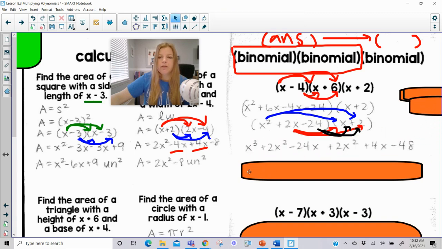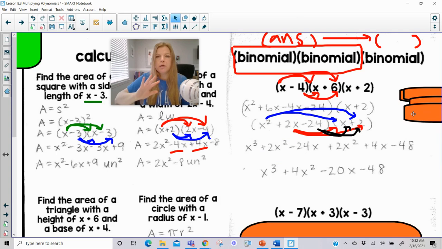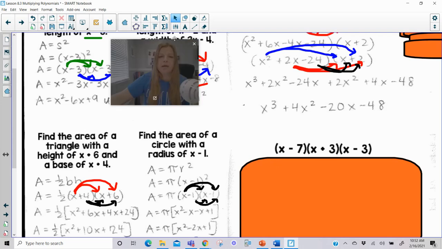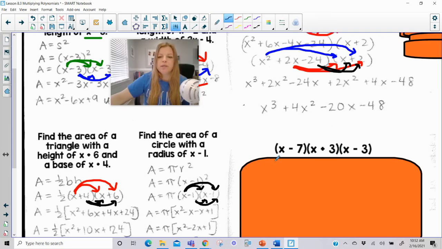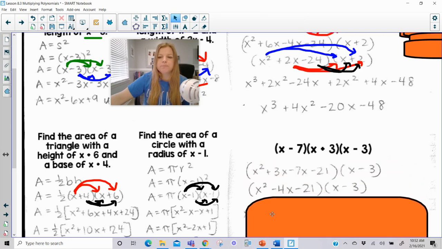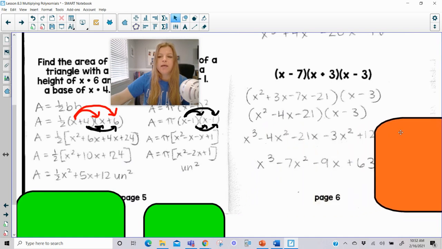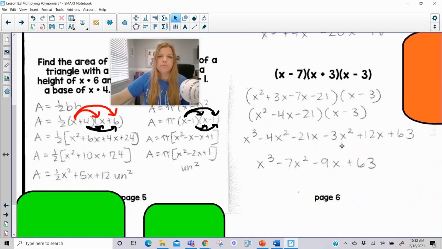I'm going to kind of go quickly through this because now that process you understand. And so the same thing would happen here. I'd have to multiply my two binomials together. And when I do x minus 7 times x plus 3, and then take that result and distribute it to x minus 3, the last binomial, to get my answer.